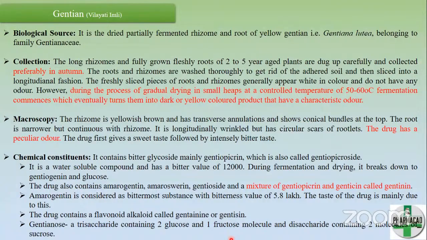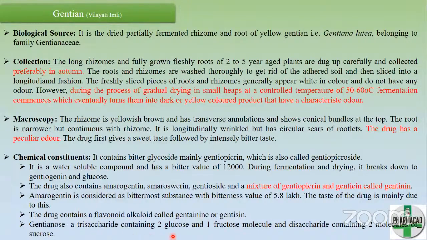The drug also contains a flavonoid alkaloid which is called as gentianine or gentisin. Gentianose is a trisaccharide containing 2 glucose and 1 fructose molecule and a disaccharide containing 2 molecules of sucrose. तो ये तुम लोग को हम लोग आगे constituent if you see here, okay, तो majorly क्या है gentiopicroside. ओके. और पिक्रोसाइड में क्या है जेंशेनोज एक शुगर है जैसे हमने आगे पढ़े हैं ना, earlier we had seen some of the sugars which have two molecules. ओके. Similarly here like saccharose we had seen which was a deoxy sugar.